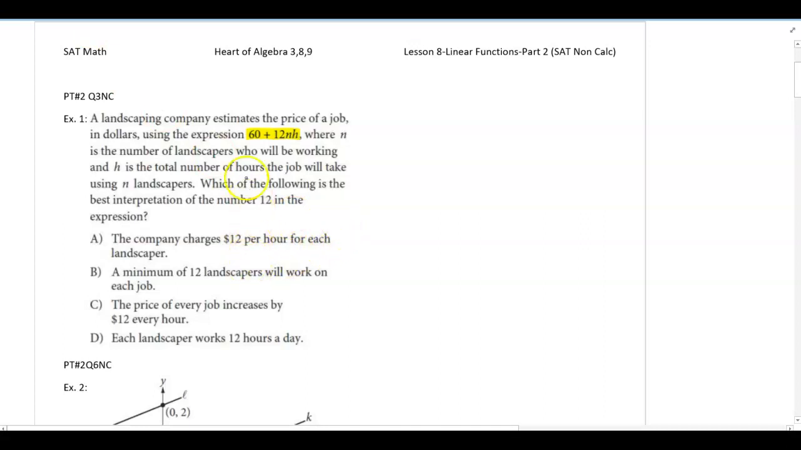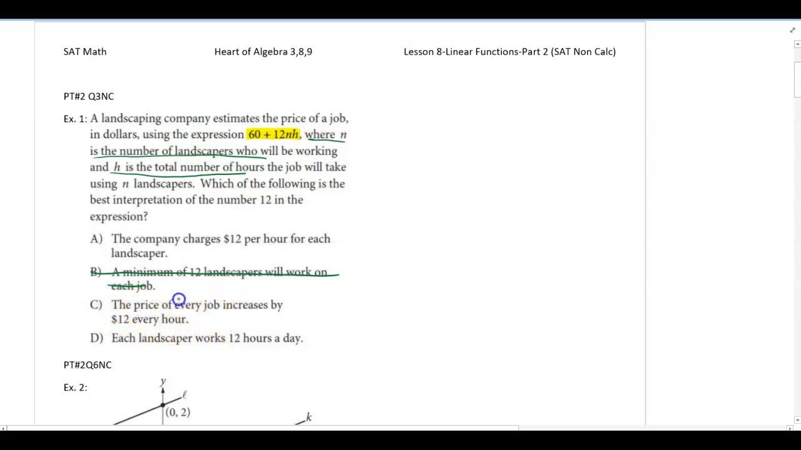So when I look at the first one, it says the company charges $12 per hour for each landscaper, right? The next one, a minimum of 12 landscapers will work on each job. C, the price of every job increases by $12 every hour, and each landscaper works 12 hours a day. Well, just by knowing what n is, the number of landscapers, right? And h is the total number of hours. So when it says a minimum of 12 landscapers, n represents the number of landscapers, so B cannot be the answer. The price of every job increases by $12 every hour.